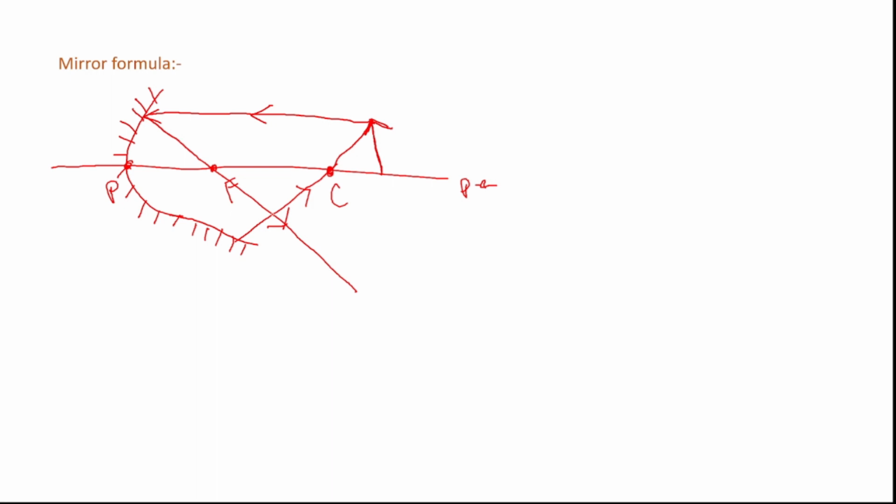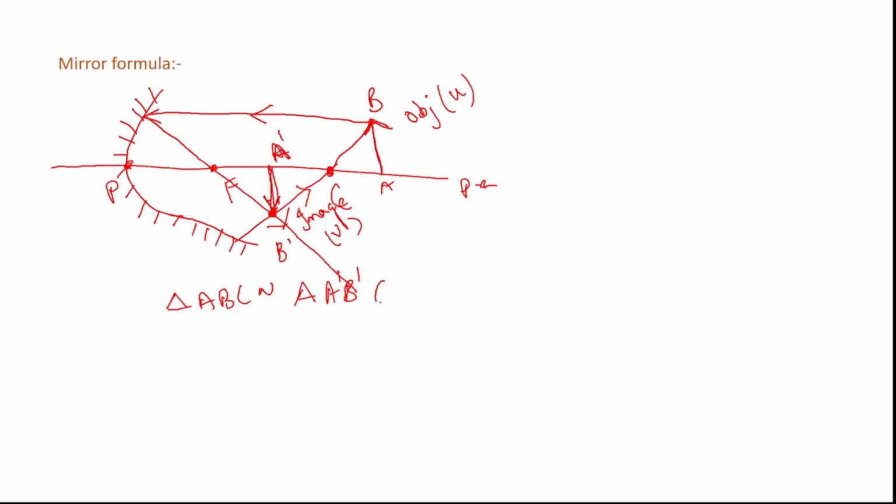Where the two reflected rays meet, at that point we get the image, right? At this point we have got the image of this object. This is the image distance v and this is the object distance u. Let us say this object is AB and the image formed is B dash A dash. We have denoted the object as AB and the image formed as A dash B dash. Now, triangle ABC is similar to triangle A dash B dash C, right?